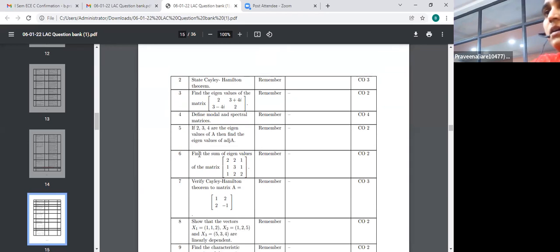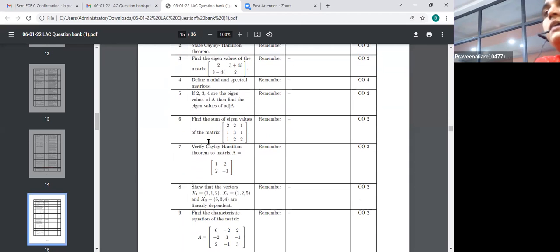Next, third question, find the eigenvalues of the matrix. Okay, already we discussed this one also last time. And next, define modal and spectral matrices. Now, what is modal matrix? Tell me. Modal matrix means what? Tell me anyone.